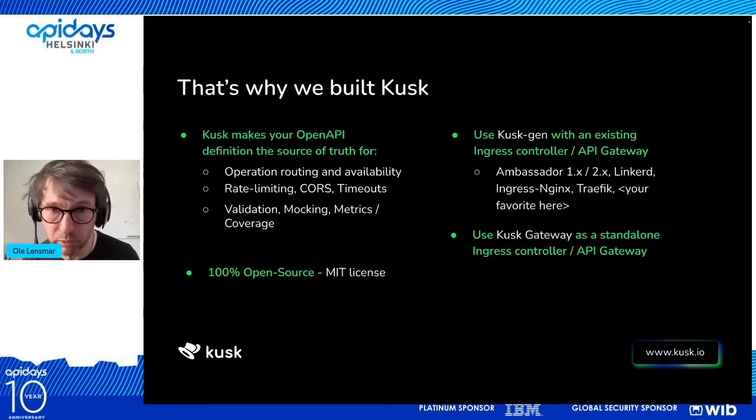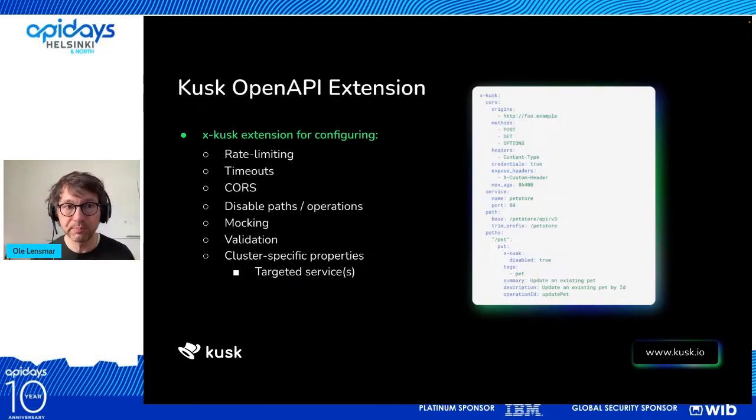Kusk is 100% open source. You can find it on GitHub. There's no commercial offering. Sorry, if you're into that kind of thing, just go check it out there. And you can use Kusk in two ways. You can use it with your existing ingress controller. So if you're already into Nginx Ingress, or Ambassador, or one of the others, Kusk will be able to generate configurations for you. Or you can use what we call Kusk Gateway, which is a standalone ingress controller that is totally OpenAPI driven. So you don't need to learn any other formats. You just use your existing OpenAPI definition and add extensions to it to configure your gateway.